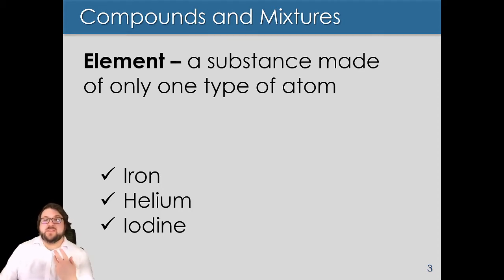When a substance is made of just one type of atom, like iron or a helium balloon or some iodine that you rub on, essentially any element, pick an element, they're all the same. That would just be an element. And we would write them with just their elemental symbols. So if I were to write iron, I'd just write Fe, He for helium, I for iodine, and that's it.